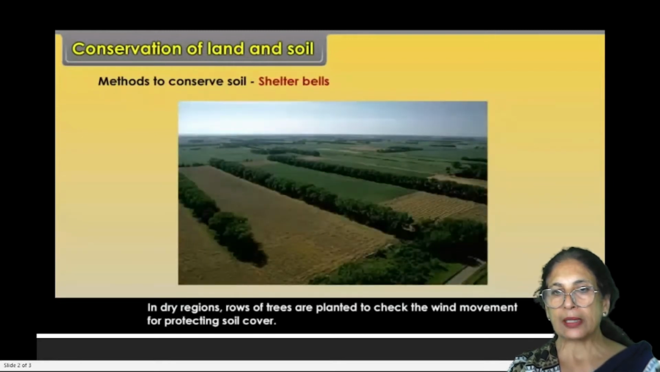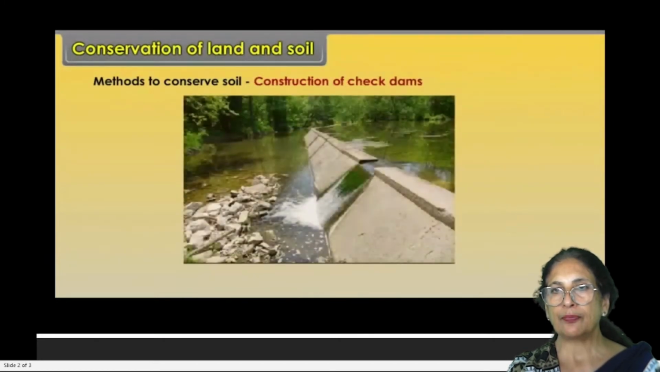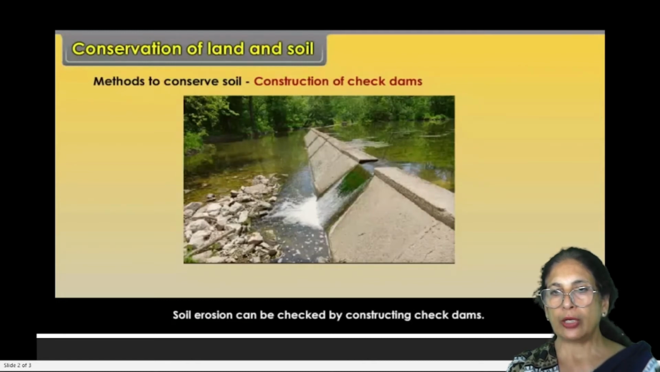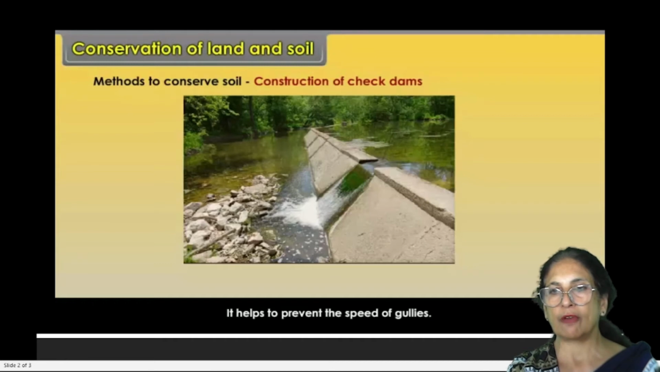Shelter belts. In dry regions, rows of trees are planted to check the wind movement for protecting the soil cover. Construction of check dams. Soil erosion can be checked by constructing check dams also. It helps to prevent the spread of gullies.